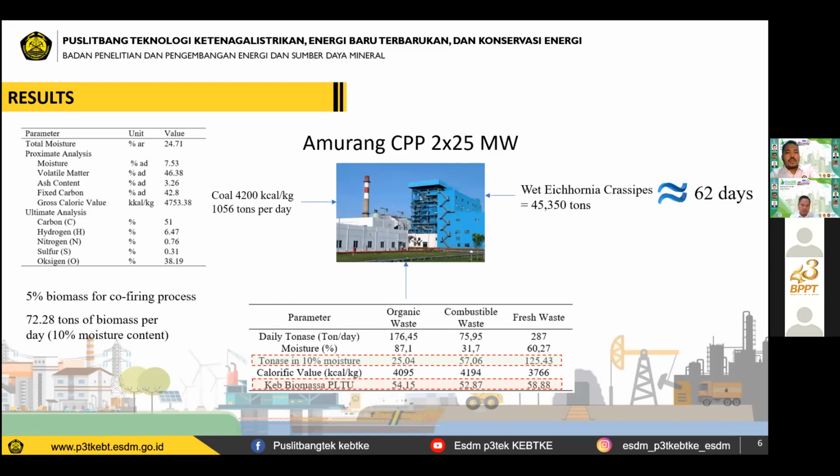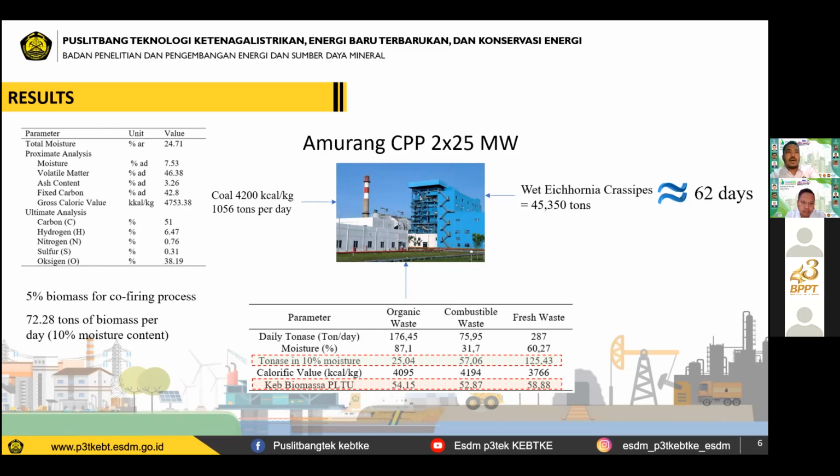Amurang CPP has done co-firing tests for biomass and coal. Now the coal substitution at Amurang CPP has reached 5%. Based on the characteristics of coal in Amurang CPP, we can calculate that the biomass from Eichhornia crassipes can only fulfill the need for 62 days, at a moisture content of 10% and a calorific value close to the coal.